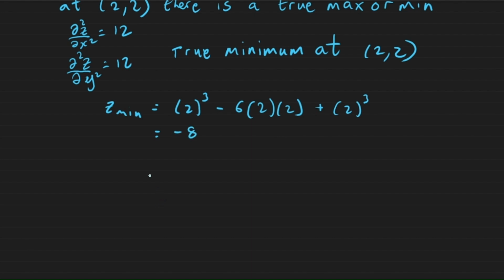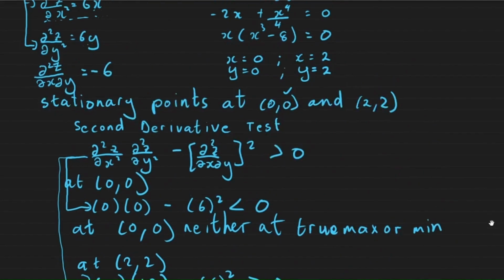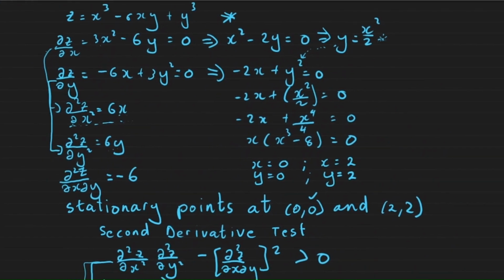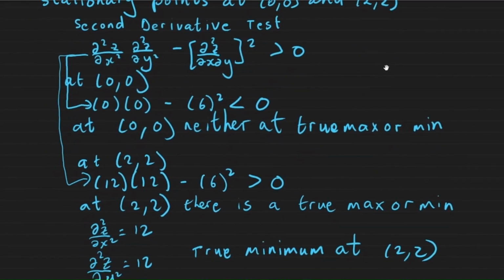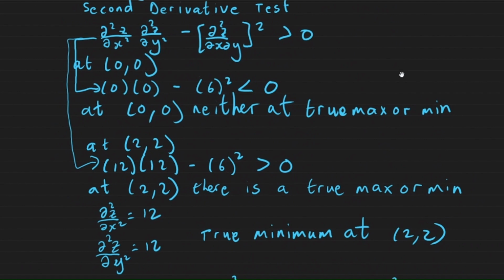So in a nutshell, the procedure is as follows. The first step is to determine the stationary points, and the stationary points we get by finding the first derivative and setting them equal to 0, solving for x and y to determine the stationary points. And thereafter we apply the second derivative test to establish if we have true maximum or minimums, or whether we have local maximum or minimums.